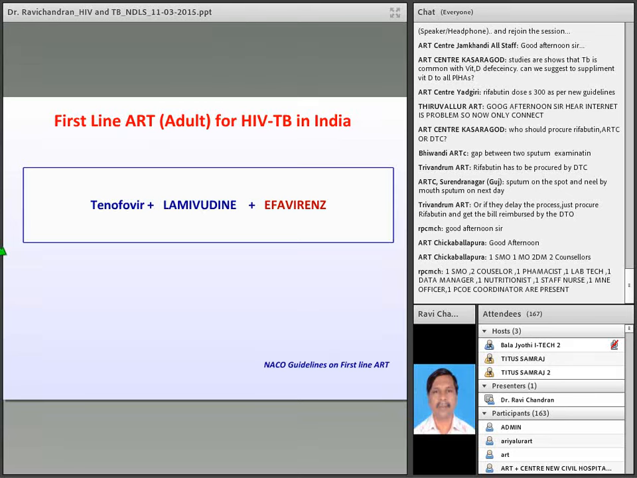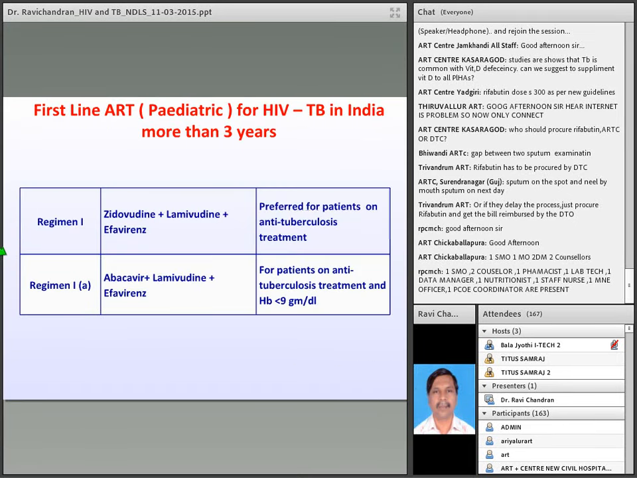Yes, these are the common ART drugs started as a first line in patients with HIV and tuberculosis. Yes, this is regime 1 where stavudine, lamivudine and efavirenz, and in regime 1A we start abacavir instead of stavudine when the hemoglobin is less than 9 grams.